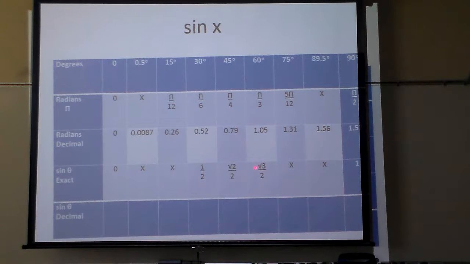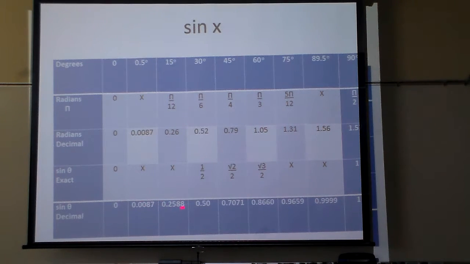And sine at 60 degrees is square root of 3 over 2. And sine at 90 degrees is 1. And if I convert these to decimals or use the calculators, I get this. Now this is going to be important because I'm going to use these numbers to actually graph some points.